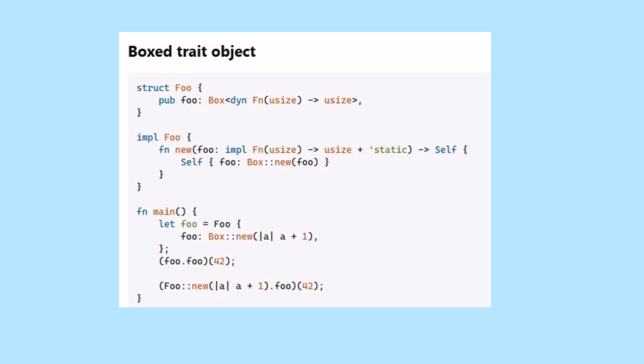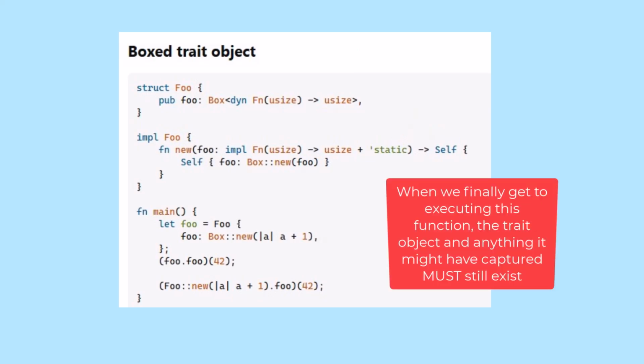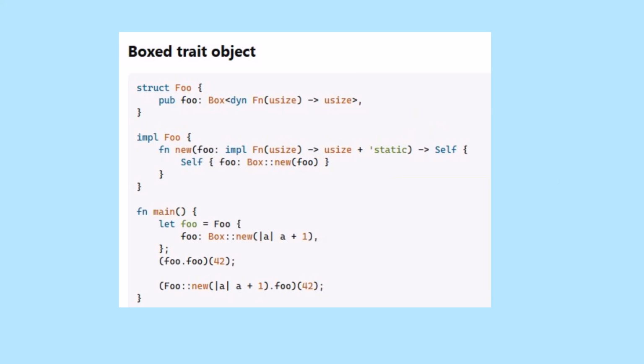So this example is using the second definition, and essentially, that quote static is making sure that anything referenced by our trait object will be around for as long as our struct exists. That's critical to being sure that the trait object will be valid when we use it.